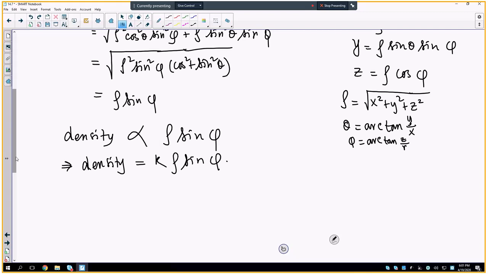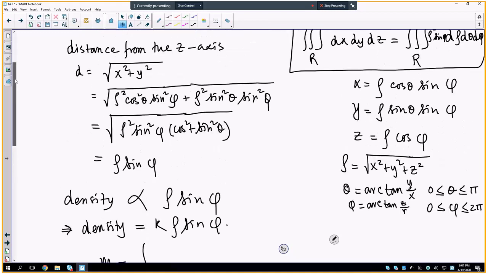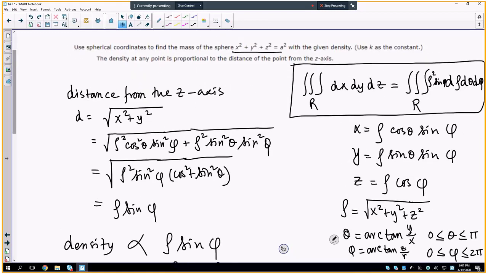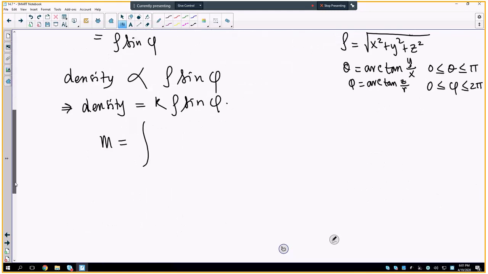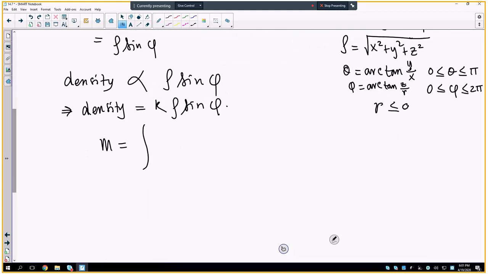And now we're going to set up the integration for finding the mass. So we're finding the mass, and the mass is going to be an integration. Remember the limits. The limits for the value of phi are between 0 and pi, and that's something that we know from the spherical coordinate system. Theta, whereas, is between 0 and 2 pi. And rho is bounded by the radius of this sphere. Remember, my sphere is a sphere of radius a units, since x squared plus y squared plus z squared is equal to a squared. So I'm going to go ahead and say that the value of rho is bounded between 0 and a.